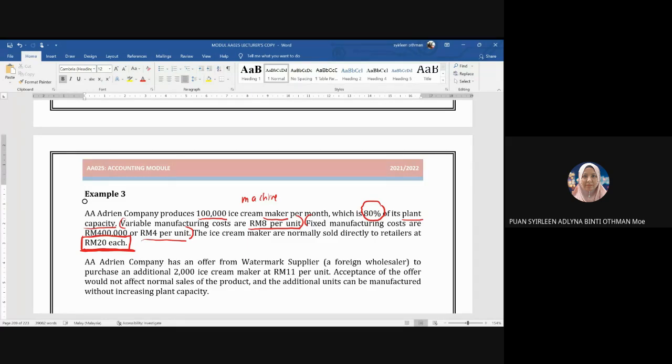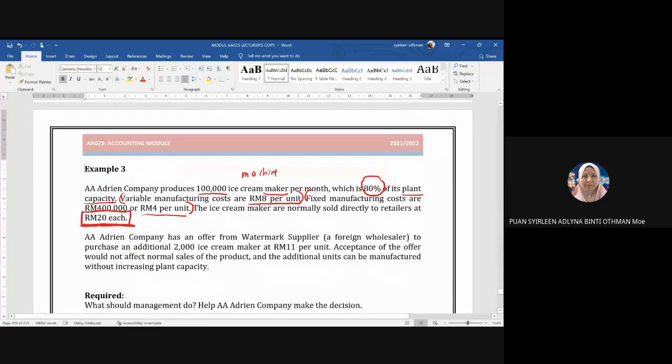Okay, lepas tu harga kamu jual kepada retailers, that means yang peruncit yang beli barang tu daripada kamu, harga kita jual satu mesin tu ialah RM20. Okay, lepas tu tiba-tiba AA Adrian dapat offer daripada watermark supplier. Okay, watermark ni nak beli, sekarang ni dia nak beli 2,000. 2,000 ni tak termasuk ini. Ini you dah memang ada customer biasa, regular. Yang 2,000 ni adalah tambahan.